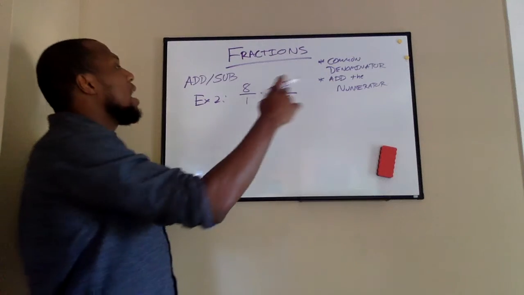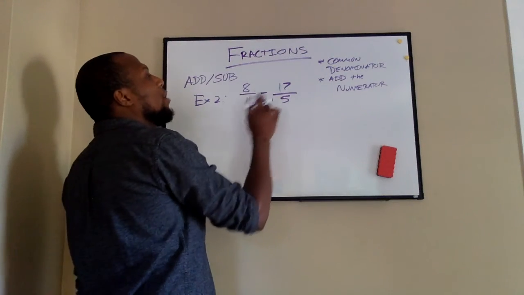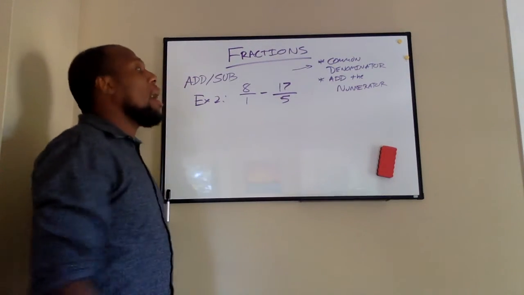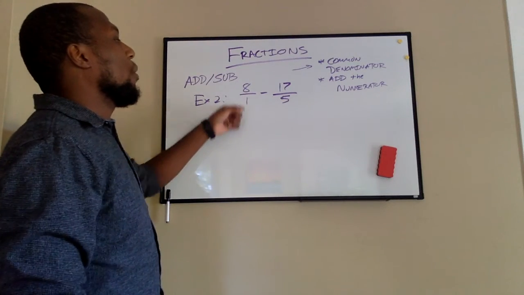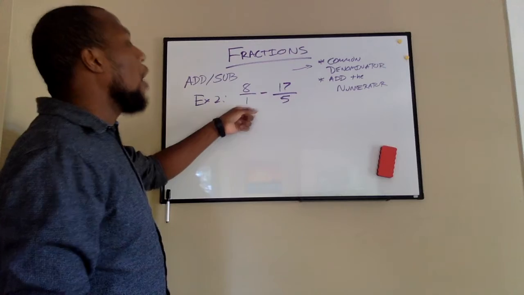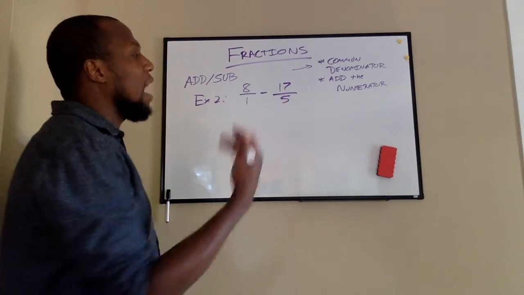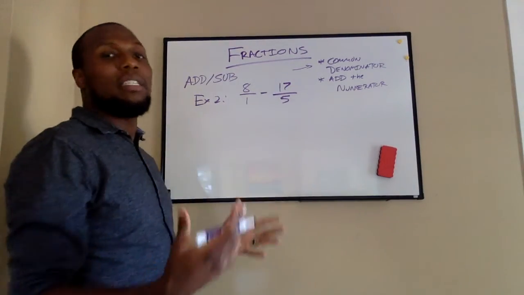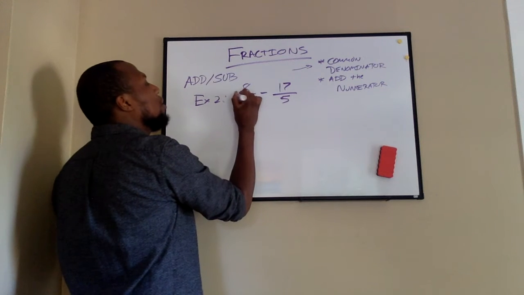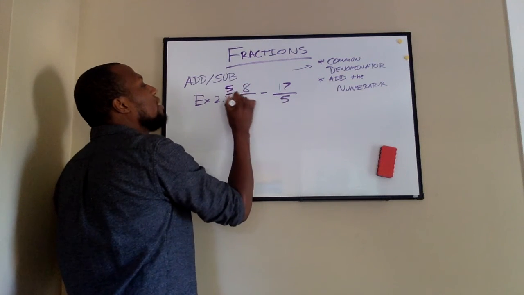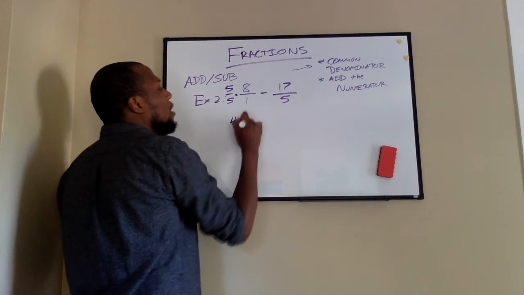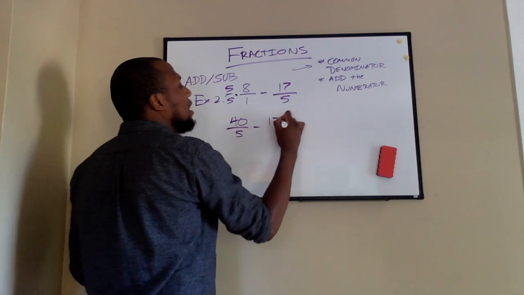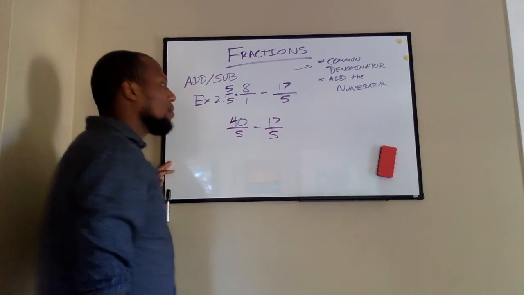Now we're going to do that same thing. We've got to find that common denominator, 1 and 5. The good thing is we only have to change this one. 1 goes into 5 5 times, and 5 goes into itself 1 time, so it stays the same. So I just need to multiply this, both top and bottom, by 5. We're going to get 40/5 minus 17/5.